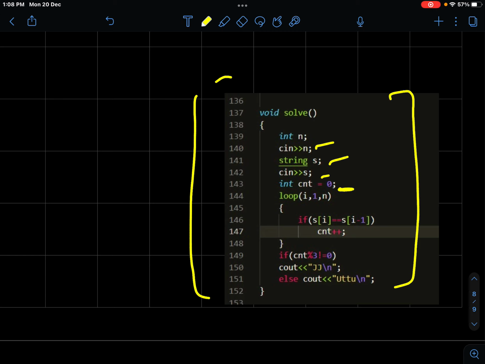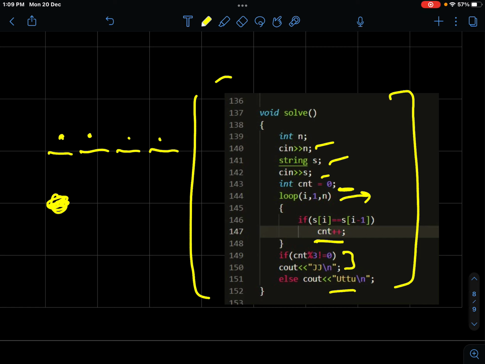Now we are iterating from 1 to n, and checking whether our adjacent elements, suppose these are the adjacent elements, are equal. Suppose this is a dot and this is a dot, so they are equal, then we increment our count, as I explained above. And if my count is a factor of 3, then we will print Uttu. Otherwise, if it is not a factor of 3, I'll print JJ.